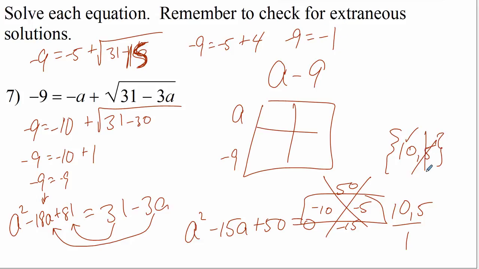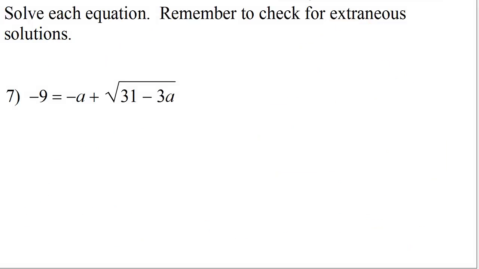So the 5 is not an answer. That is what we call the extraneous solution. It is not an answer. So the only answer here is the number 10, and there you go. Let's go on to some other roots that are not square roots.